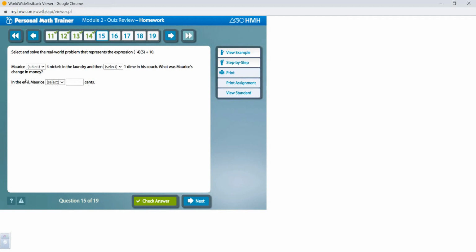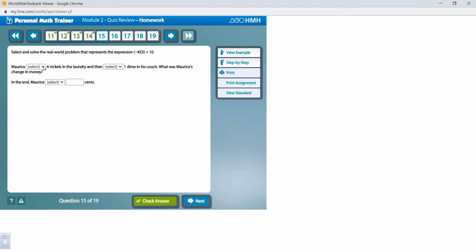Ooh, lots of words. All right, select and solve the real-world problem that represents this expression, a negative 4 times a positive 5 plus a 10. All right, so remember, let's think about this before I even look at the words. A negative means something's being taken away or I'm losing something. 5 would be the number of occurrences, and this 10 means I'm getting something back, okay? So I'm losing something. I'm losing 4 things 5 times and then getting 10 back.